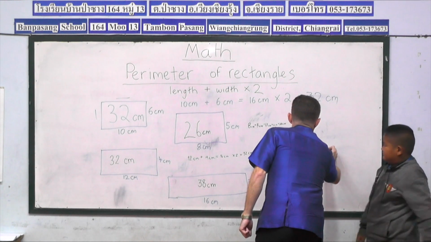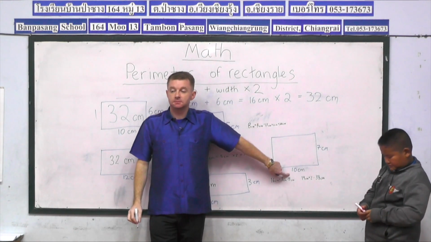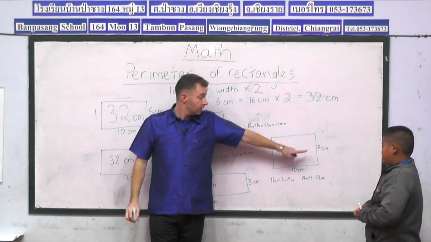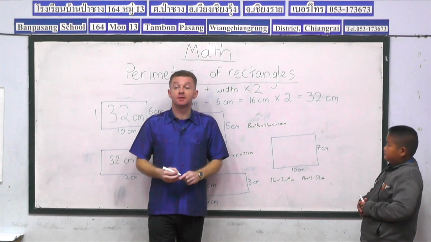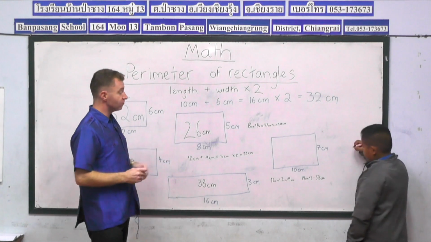Okay, so what's the length of the rectangle, guys? And a width. So Net, can you show how to work out the perimeter of this rectangle?